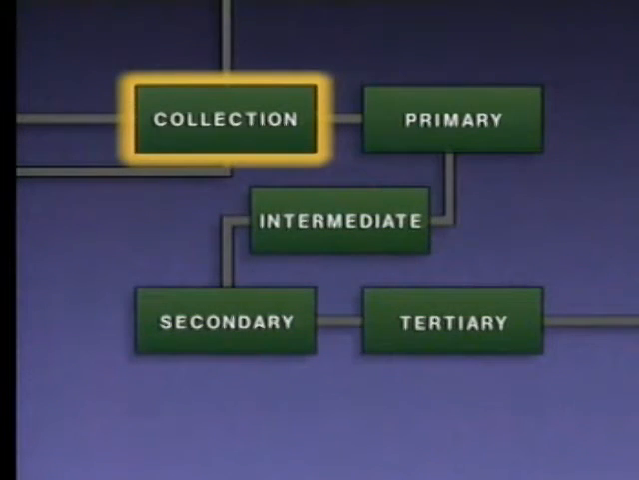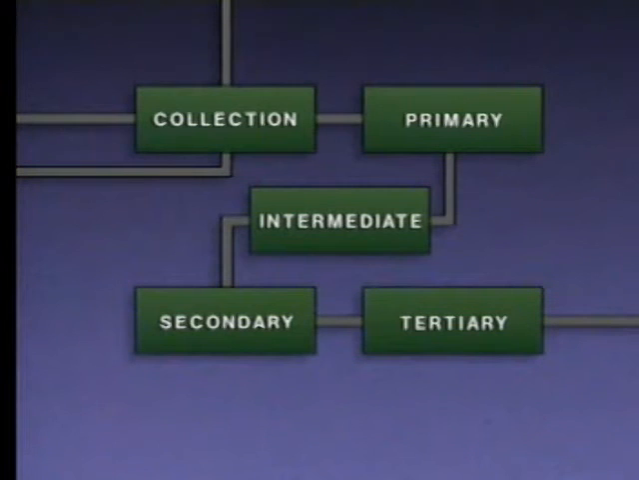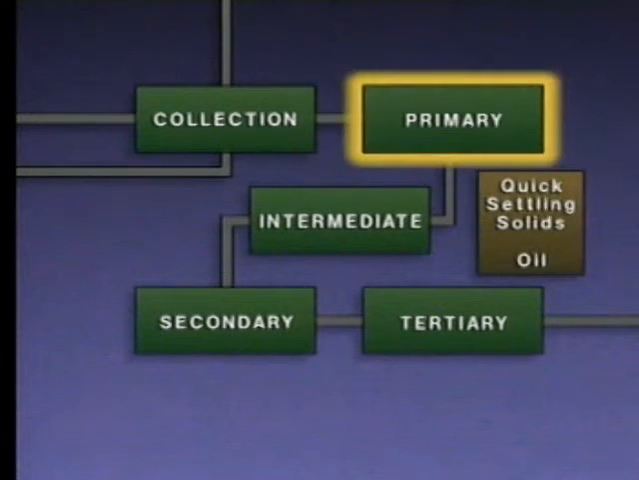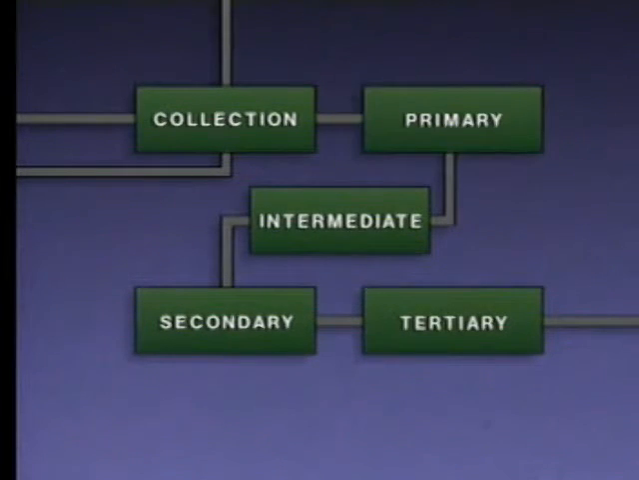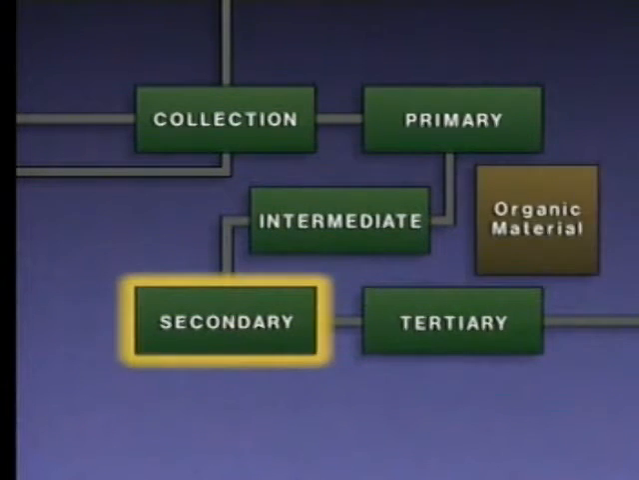The collection section includes a sewer system that routes wastewater to the rest of the wastewater treatment system. The first stage of treatment is called primary treatment. Its function is to remove quick-settling solids from the wastewater and separate out certain other materials such as oil. The next stage, called intermediate treatment, eliminates dissolved solids and very fine suspended solids. The third stage of treatment is called secondary treatment. Here, organic material is decomposed and removed.